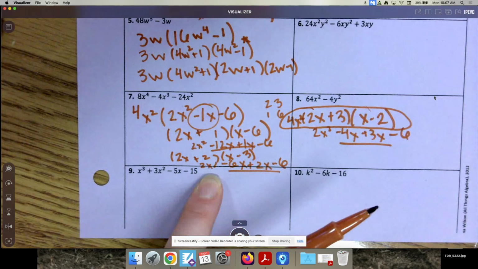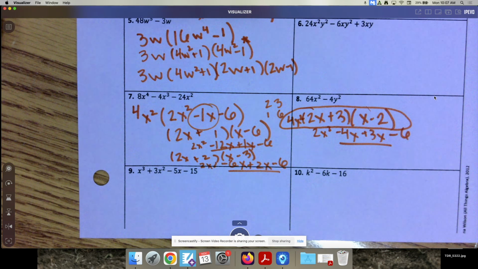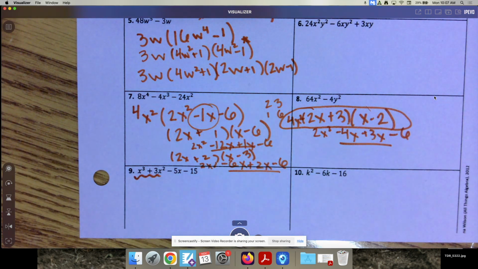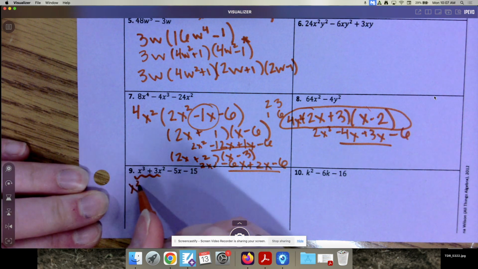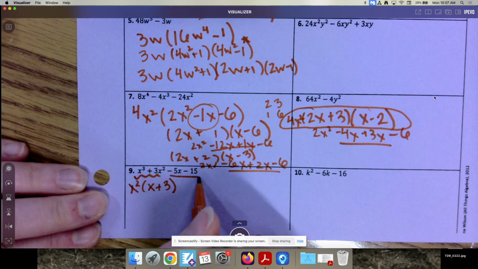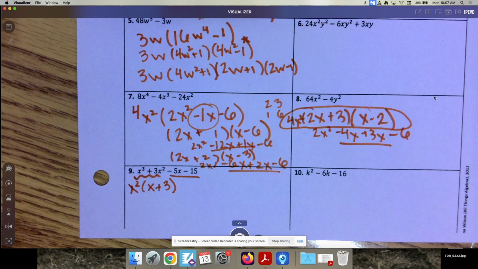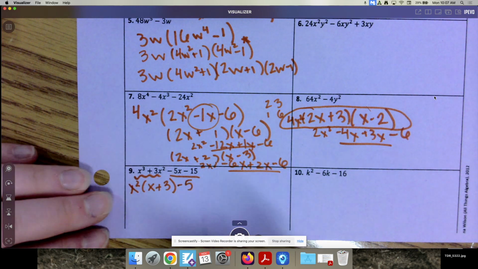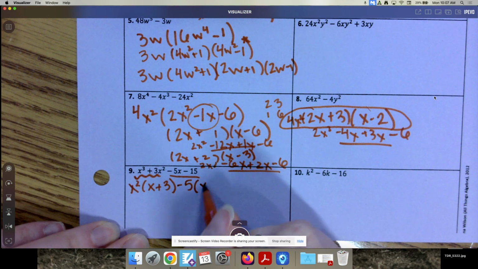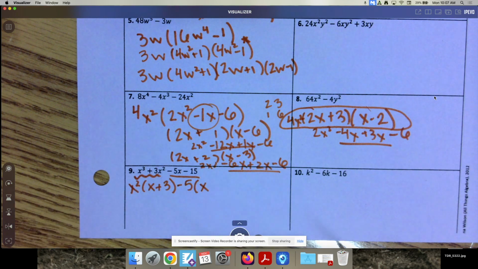4 terms. What's the only way we can factor something with 4 terms? Grouping. If you have 4 terms, it only can go by looking at the first 2. Looking at the first 2 only, what can we take out? X squared. And that'll leave us with x plus 3. Look at the second 2, minus 5. Number-wise, if it starts with a negative, take out a negative. That'll leave us with x. What's negative 15 divided by negative 5? Plus 3.